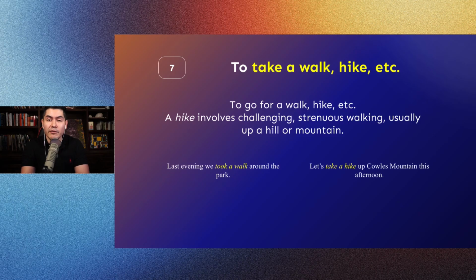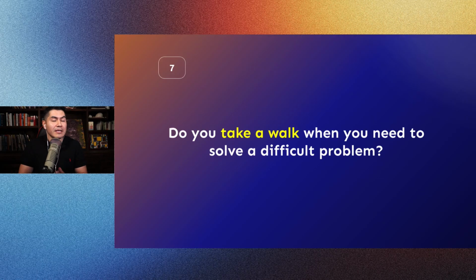So maybe some of you like to take a walk on the weekends. Last evening, we took a walk around the park. Or in the second example, let's take a hike up Cowles Mountain this afternoon. I don't know. I'm tired from work. I don't know if I want to go take a hike, but I enjoy taking a hike though, but on Sundays for me.